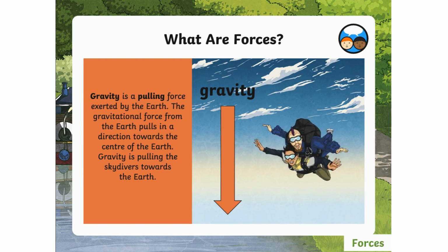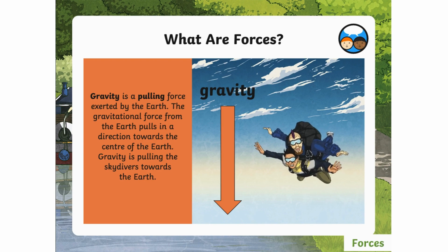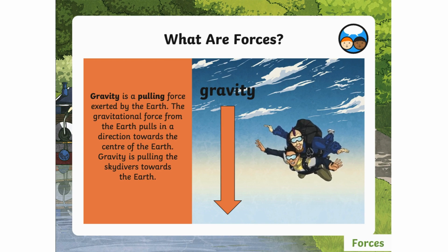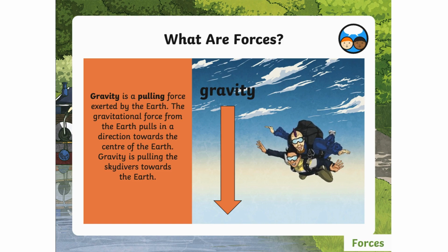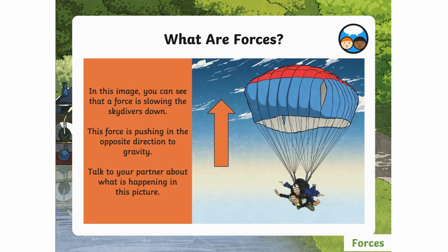Yes, it is gravity. When you throw a ball up in the air, it comes down, right? Any object that is thrown up, it comes down. Similarly, for these skydivers, gravity is a pulling force exerted by the earth. The gravitational force, let's make a note. Gravitational force from the earth pulls in a direction towards the center of the earth. Gravity is pulling the skydivers towards the earth. Let's go to the next type.